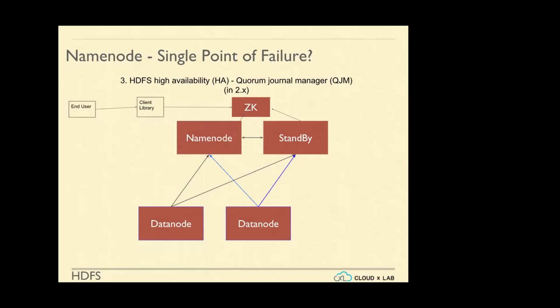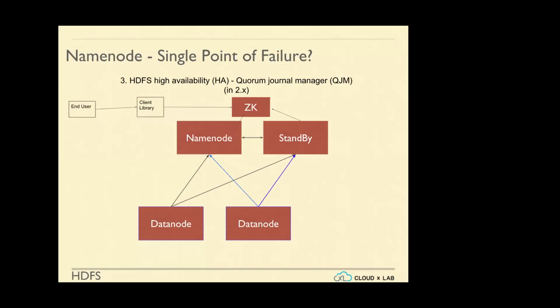Therefore, a high availability system was designed in which you have two name nodes, or maybe more than one name node. There could be three name nodes or four name nodes. All of them have identical behavior. They all are exactly the same. The only difference is there is only one active name node at any point of time. Rest of them are standby.